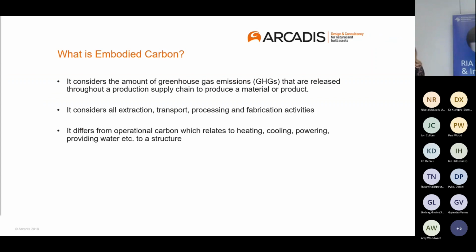So what is embodied carbon? This is the woolly bit. So embodied carbon considers the amount of greenhouse gas emissions that are released throughout a production supply chain to produce a material or a product. It considers all the extraction, transport, processing and fabrication activities, and it differs from operational carbon, which was covered very well earlier today, so I won't go into detail, but that normally relates to the heating, cooling, powering and operational phases of the structure.